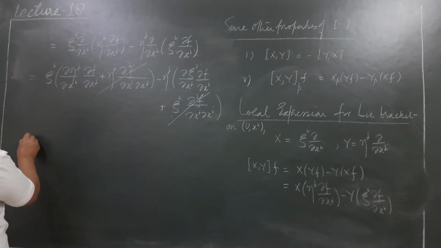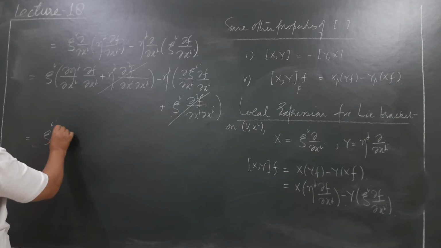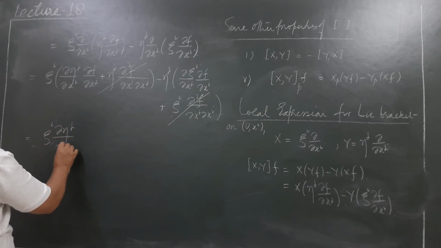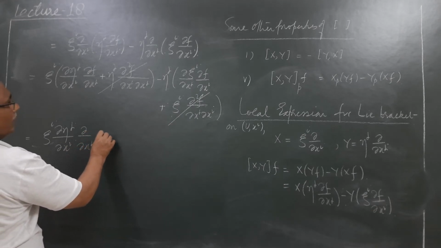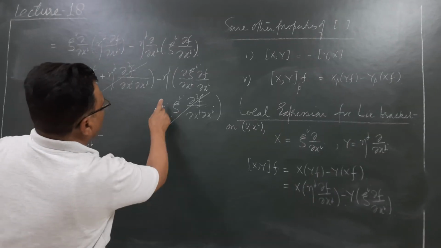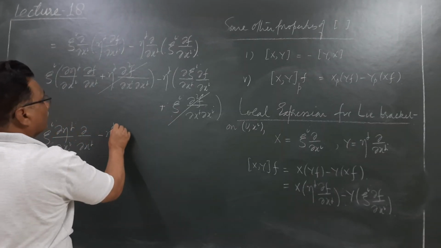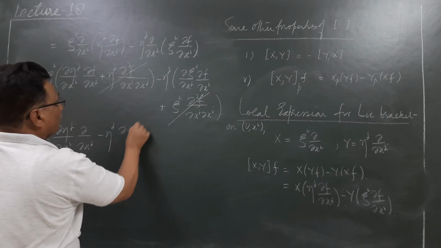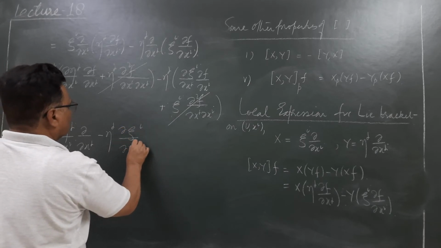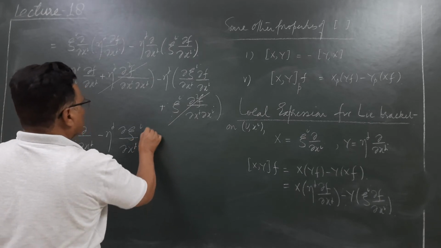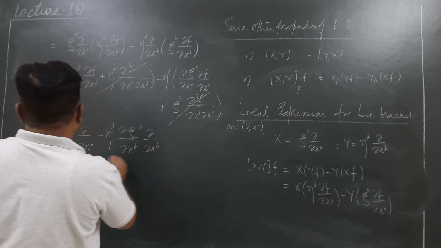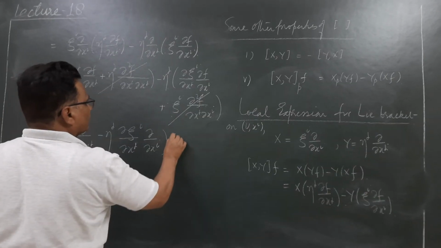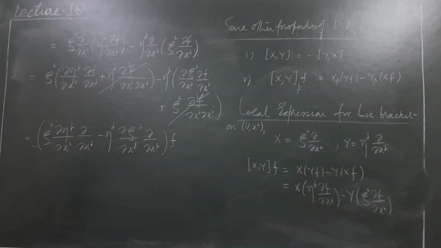So what I have got here is xi^i into del eta^j upon del x^i into del upon del x^j, minus eta^j into del xi^i upon del x^j, del upon del x^j, no, del x^i, and f is out. Okay, I want to take del upon del x^i also out.